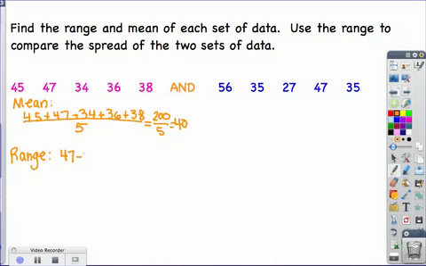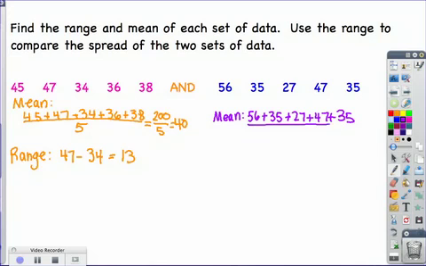On the other side, my mean would be 56 plus 35 plus 27 plus 47 plus 35, divided by 5 data points. This also gives me 40. Our range, biggest minus smallest, would be 56 minus 27, or 29.